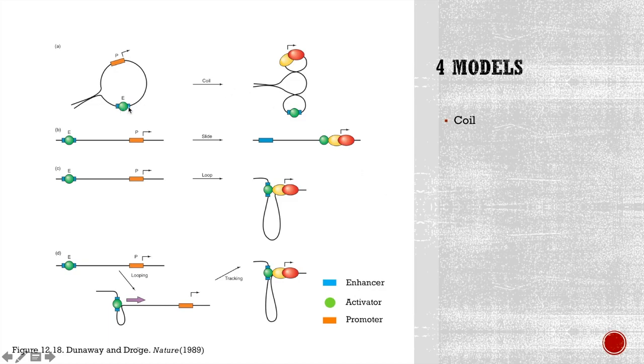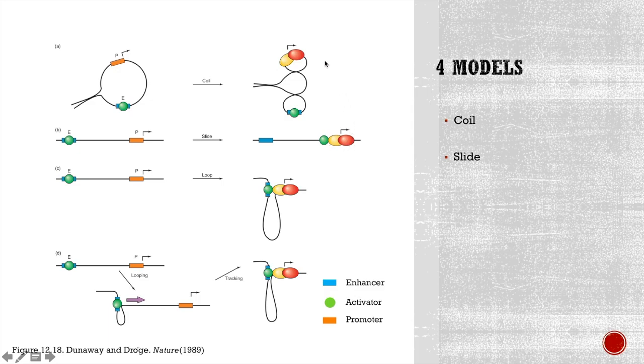The first mechanism is coiling. When an activator binds to an enhancer, it could potentially change the topology or shape of the DNA and even cause supercoiling. At the same time, this change opens up the promoter region for the general transcription factors. The second mechanism is sliding. After an activator binds to an enhancer, it could slide down the DNA until it hits the promoter. By directly contacting the promoter, the activator could activate transcription.